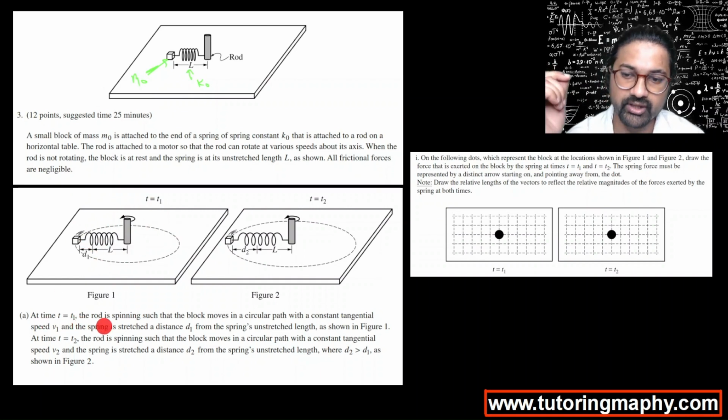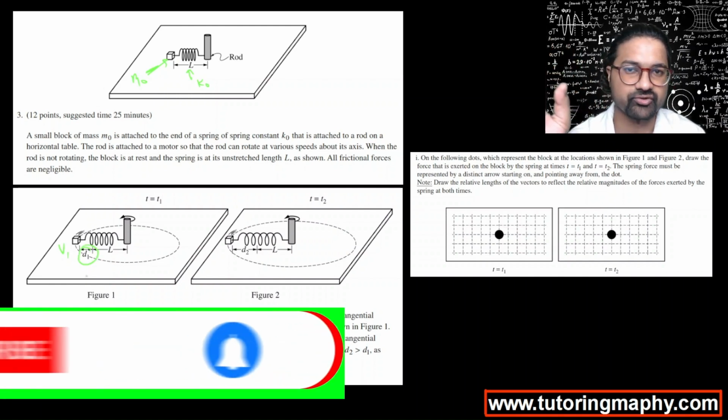So at time t equal to T1, the rod is spinning such that the block moves in a circular path with a constant tangential speed V1. So its tangential speed at this instant is V1 when it is rotating at some angular speed which we do not know, but we know that its stretch from the natural length is D1.